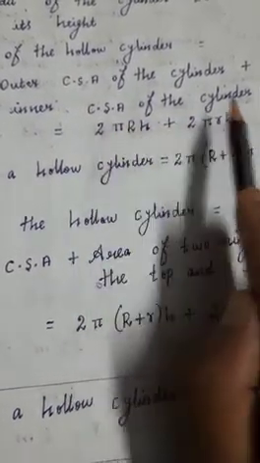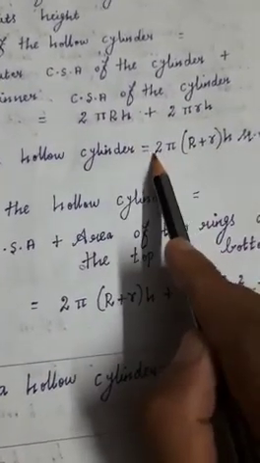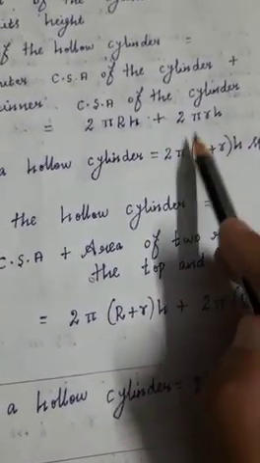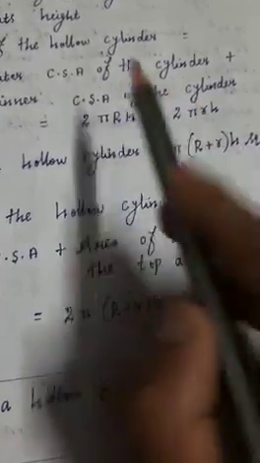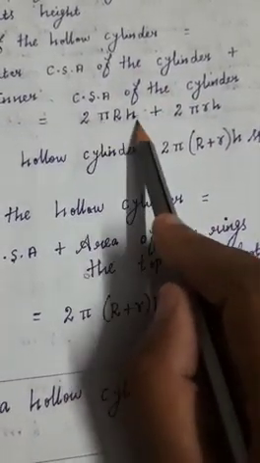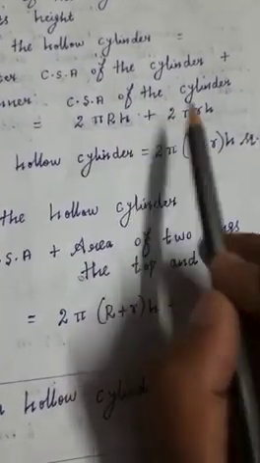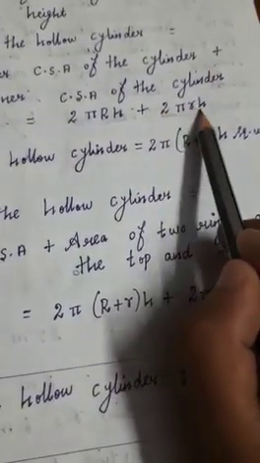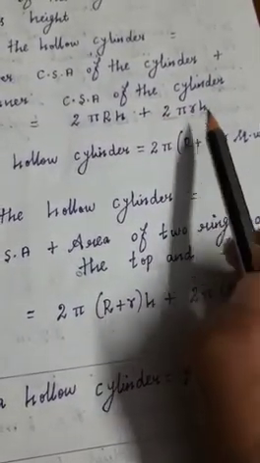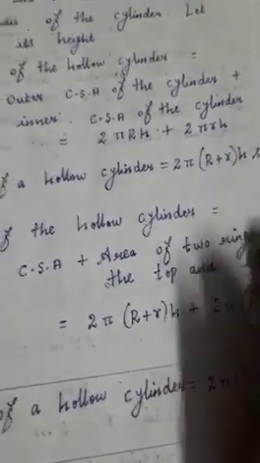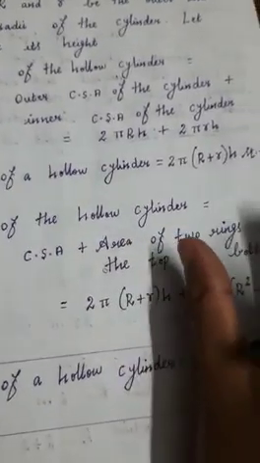So 2 pi and height are common, so you can write this line 2 pi and height on this side, any way you can write. We have taken 2 pi and height outside, so what will come inside? Capital R plus, here also we have taken 2 pi and height outside, so the small r will come inside. So 2 pi into (R plus r) into height square units. So this is the CSA of a hollow cylinder.